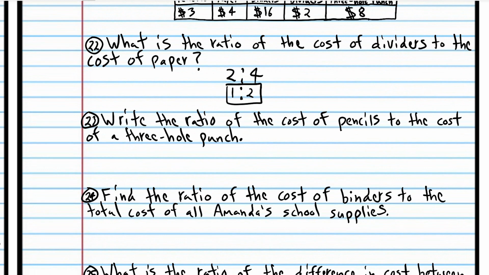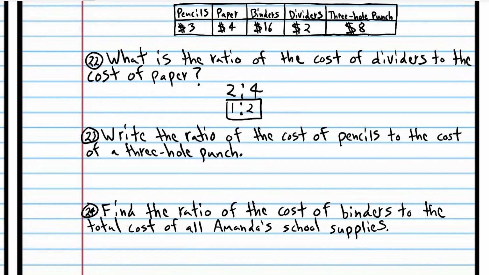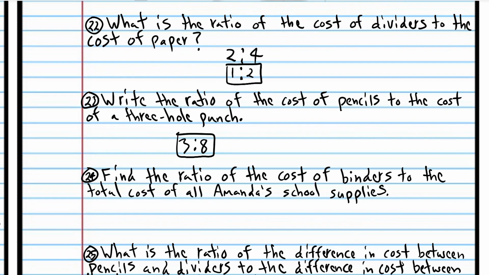All right, number 23. Why don't you try number 23, and when you're done, we'll come back and do it together. All right, we're back. The ratio of the cost of pencils, which is $3, to the cost of a 3-hole punch, which is $8. That's the answer. Now, we don't have to reduce that to lowest terms because it already is in lowest terms.